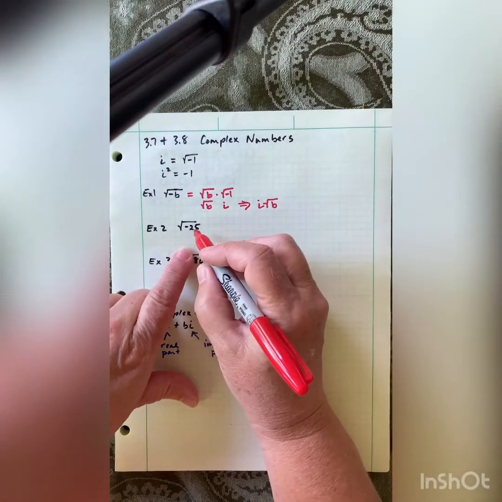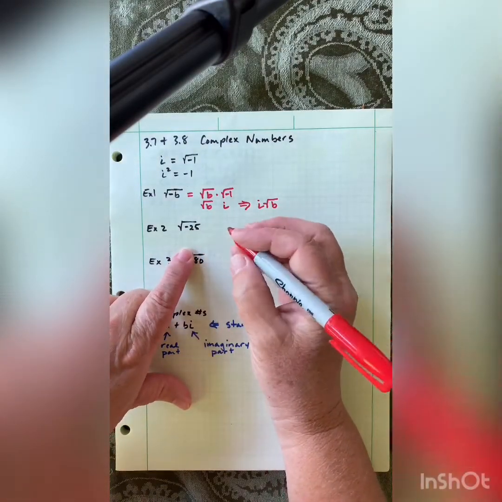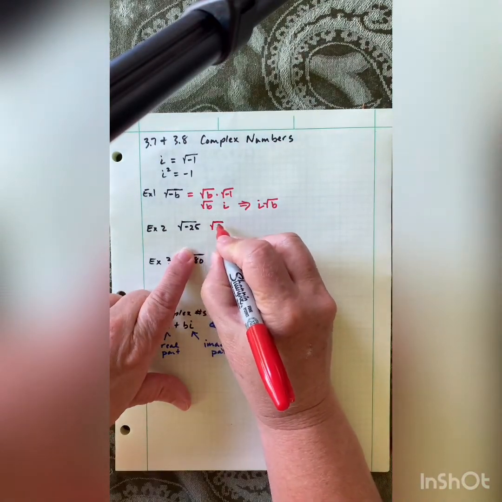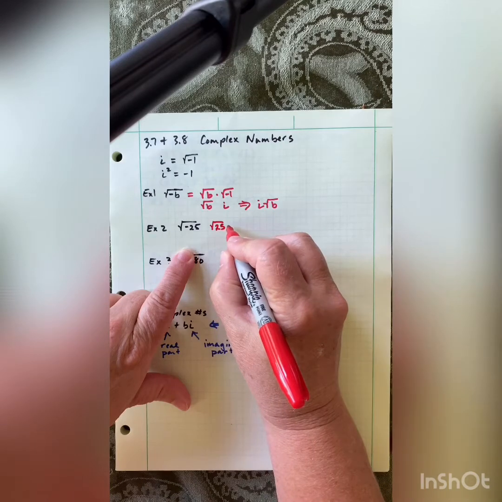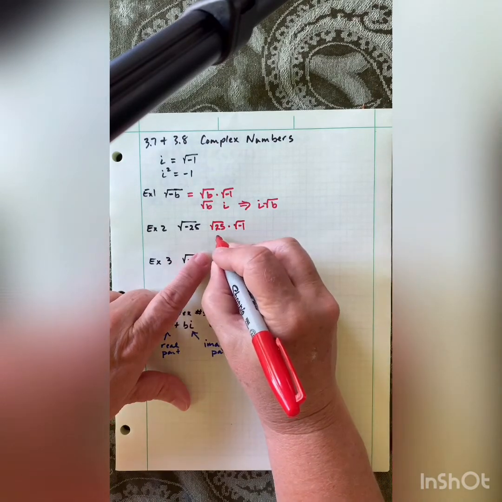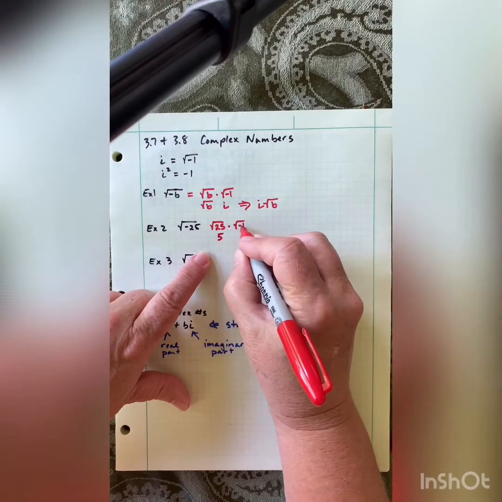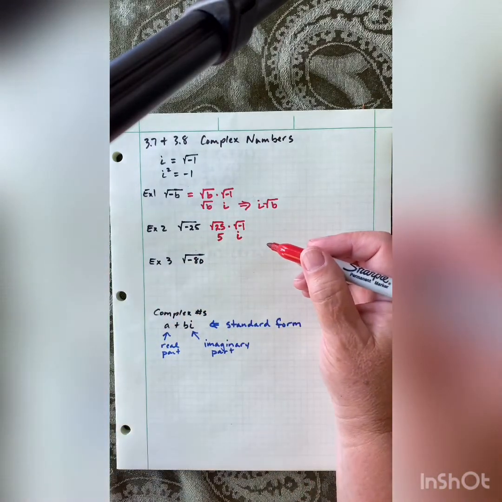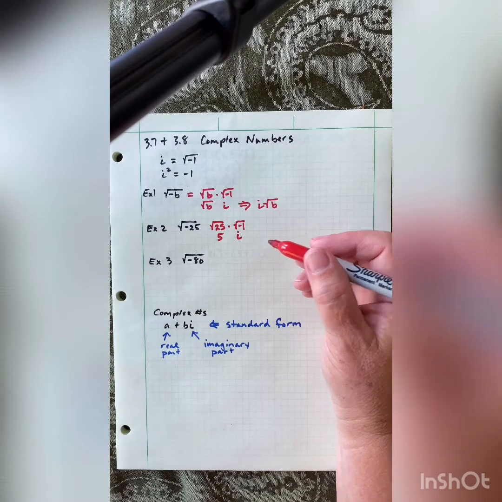So let's take a look at the square root of -25. Okay, so I could rewrite this as square root of 25 times the square root of -1. Square root of 25 is 5. Square root of -1 is i. So that becomes 5i.